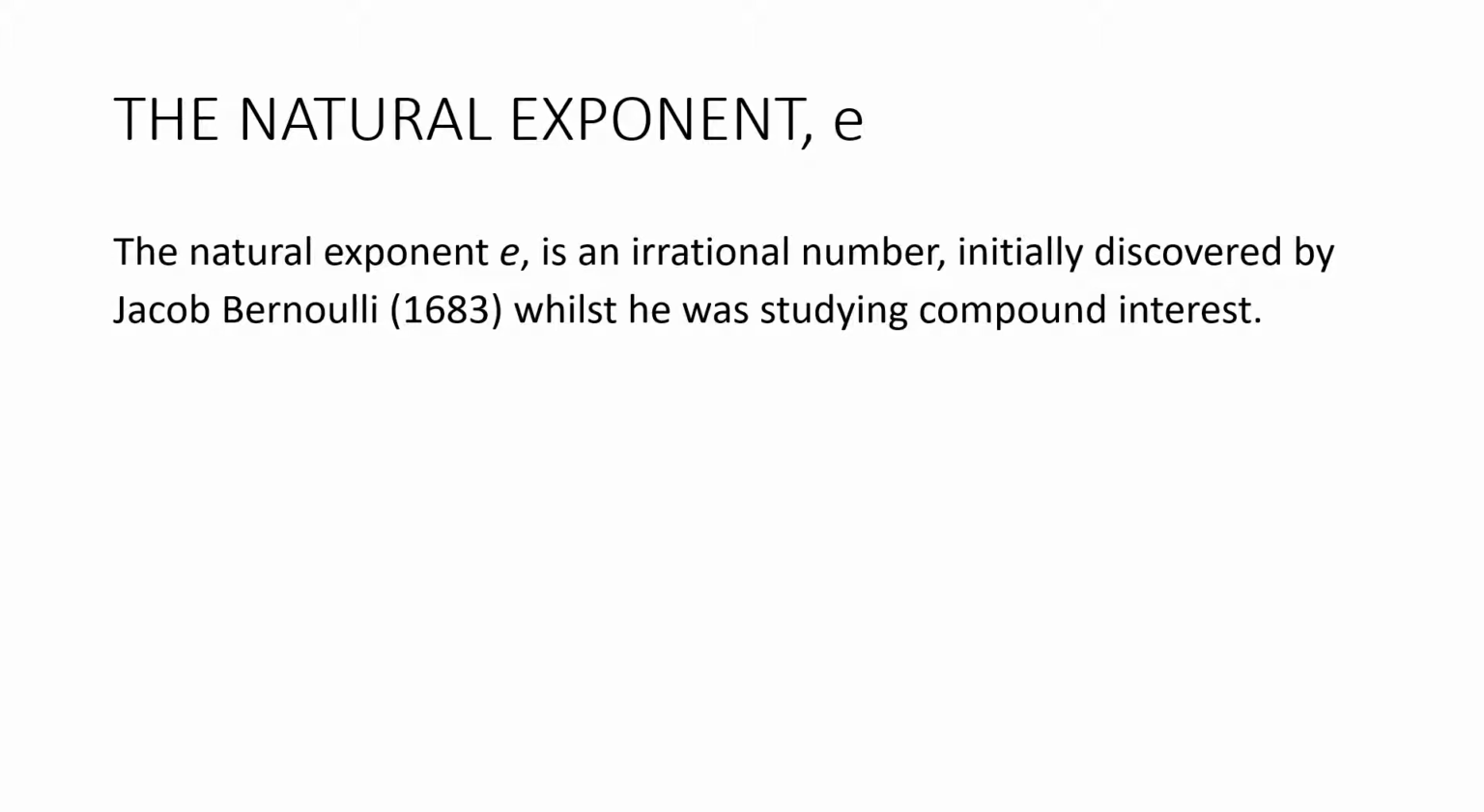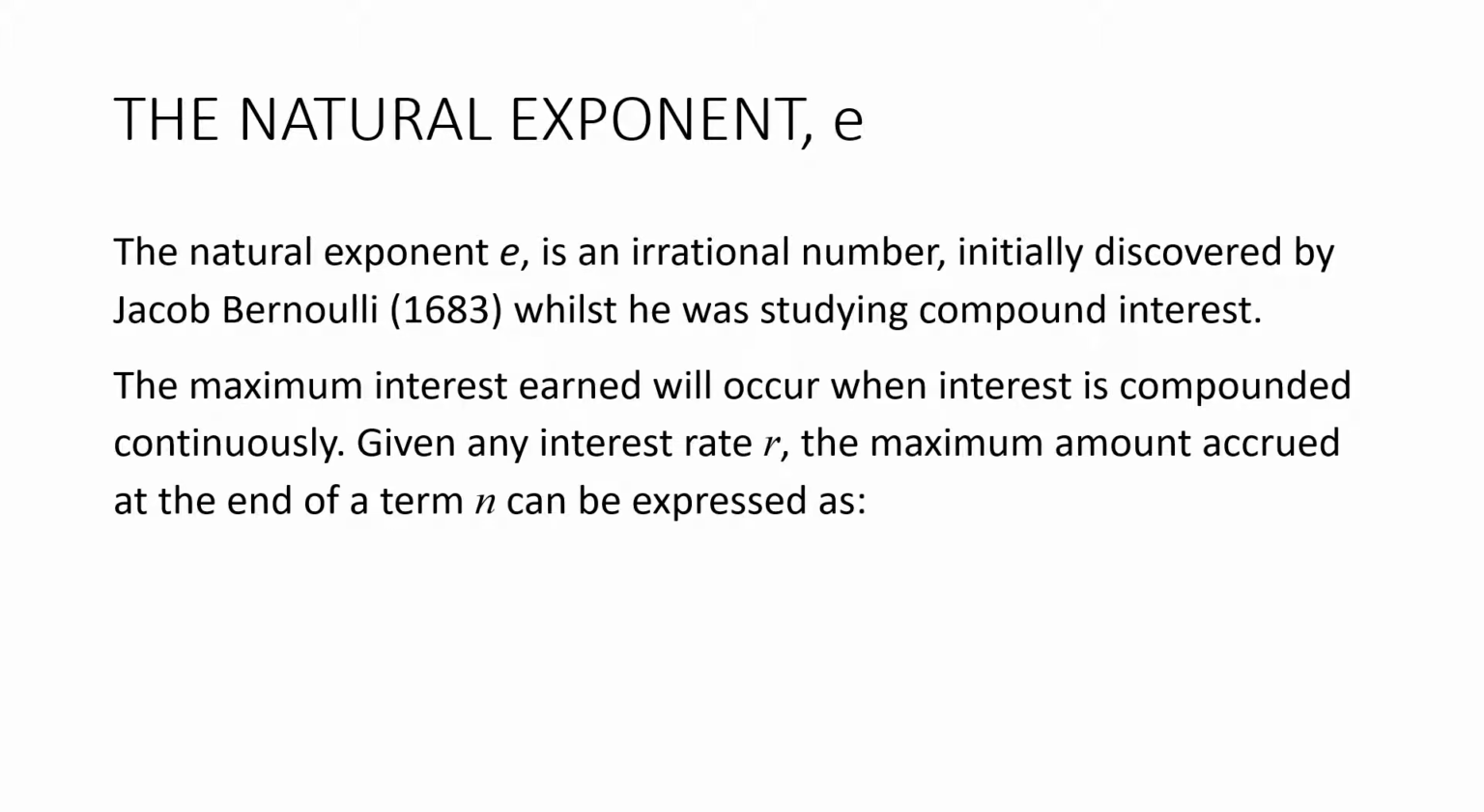So let's move on to the natural exponent e. The natural exponent e is an irrational number like pi. It was initially discovered by Jacob Bernoulli in 1683 when he was studying compound interest. So hopefully what you remember about compound interest is that the more often it's compounded, that means calculated and put into the account, the more interest you'll earn. And in fact, the maximum interest that's possible to be earned will occur when the interest is compounded continuously.